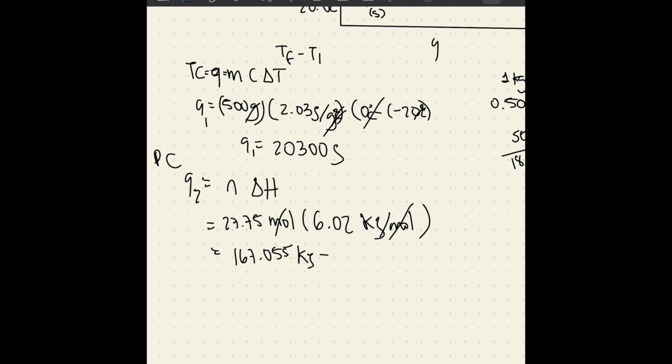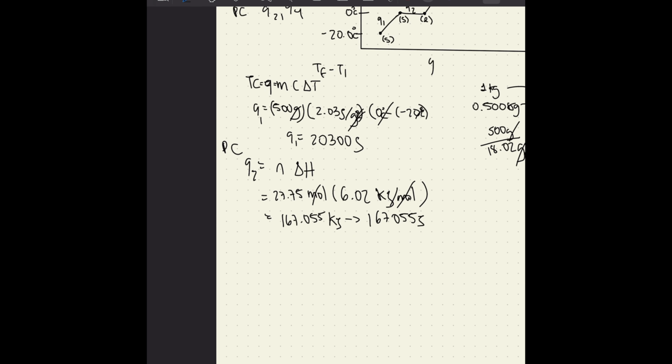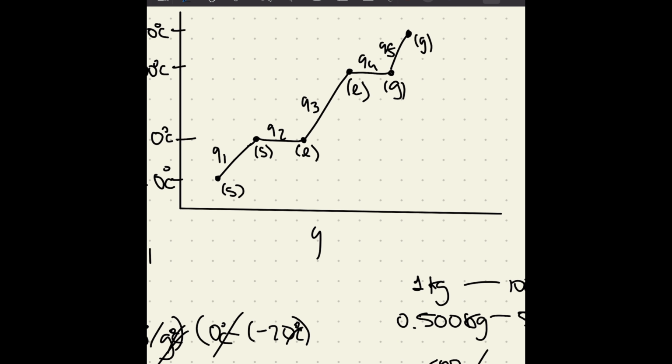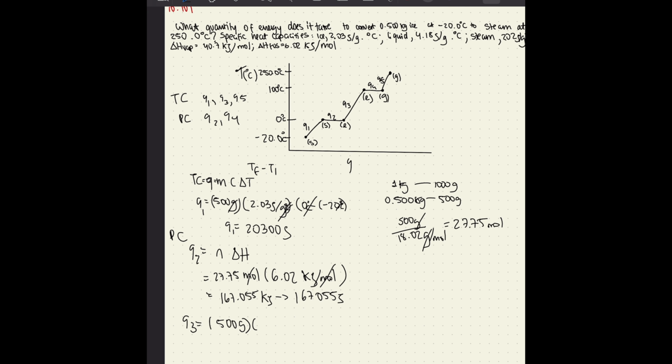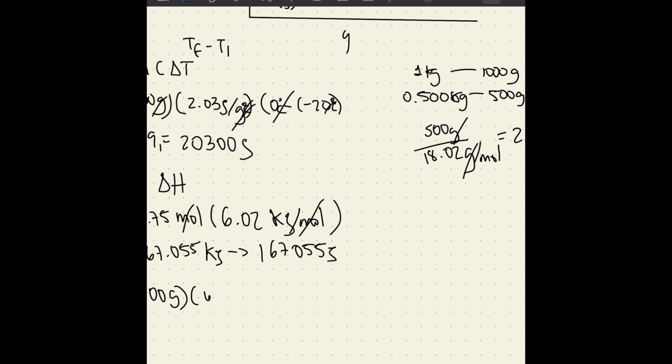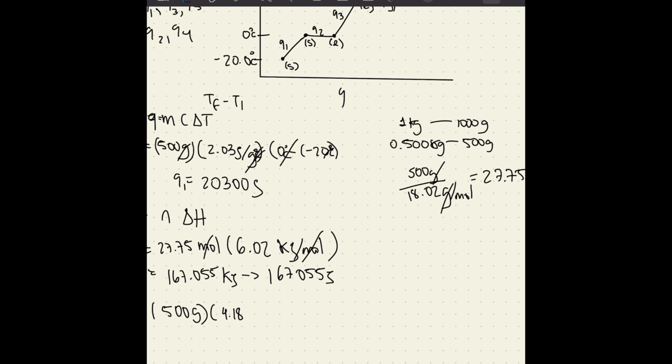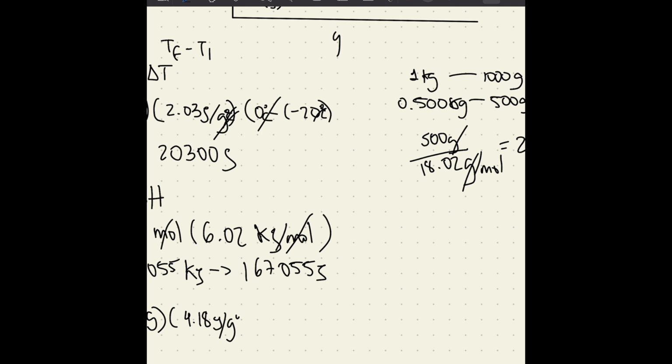But we want that in joules, because I'm gonna do joules. Q2 and Q3 is gonna be the same one as Q1. So 500 grams, but of course the C changes, because now it's liquid. So for liquid it's 4.18 joules per gram.